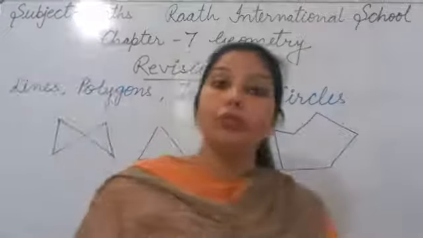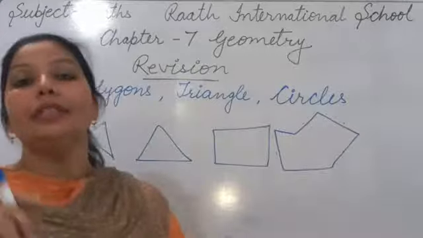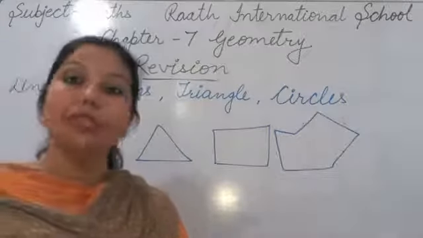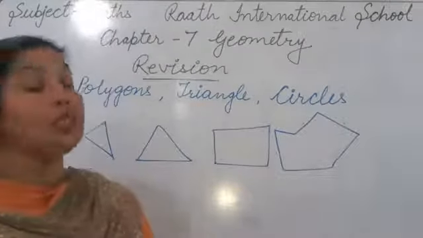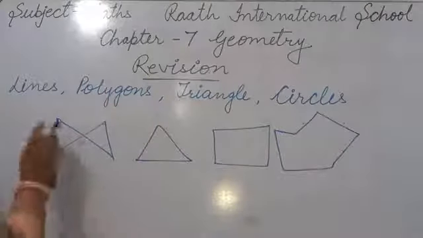Okay, so a polygon is a simple closed figure made up of line segments, and the line segments do not cross each other. एक दूसरे को cross नहीं करें. Clear? After that we have types of polygons.